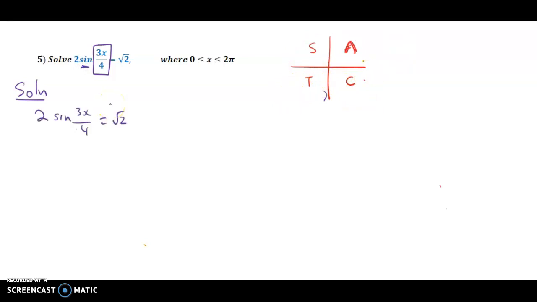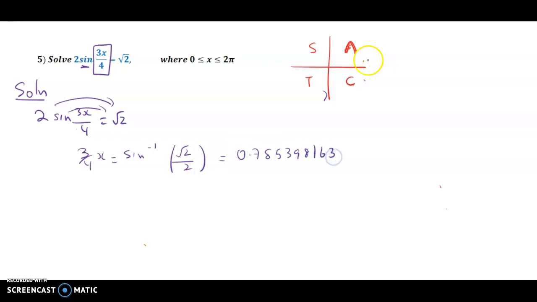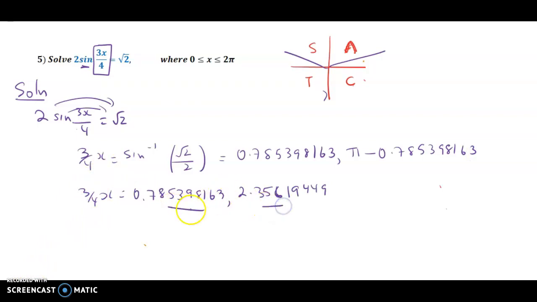So again, simplifying, sending over everything. And this as well, I'll end up getting 3/4 of x is equal to sine inverse of root 2 on 2. That works out to be actually 0.785398163. That is the answer for the first quadrant. Now, do I need the first quadrant? Yes, I do. And I also need the second quadrant answer. So the second quadrant answer will be pi, take away all of this, and that gives me these two values. This and this.